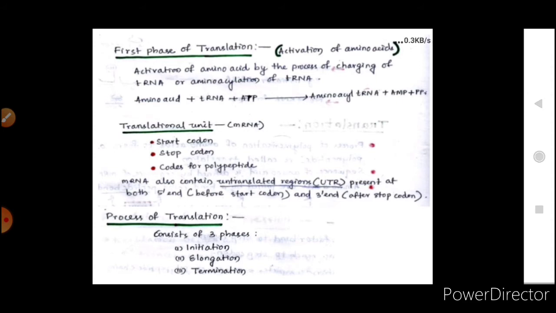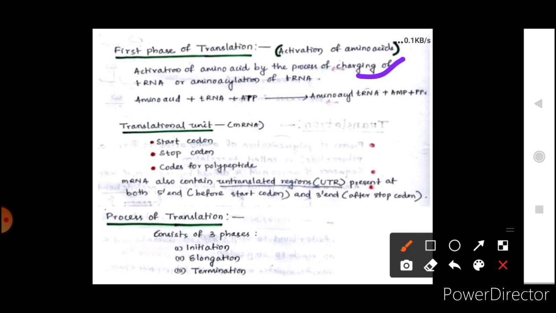The first phase of translation is the activation of the amino acid, by the process of charging of tRNA or aminoacylation of tRNA. In this, what will happen? The amino acid will bind with the transfer RNA, and an ATP molecule will bind with it, so now it will become aminoacyl tRNA, and AMP and inorganic phosphate will be released. So, the first phase of translation is nothing but the activation of the amino acid, where aminoacyl tRNA is formed.